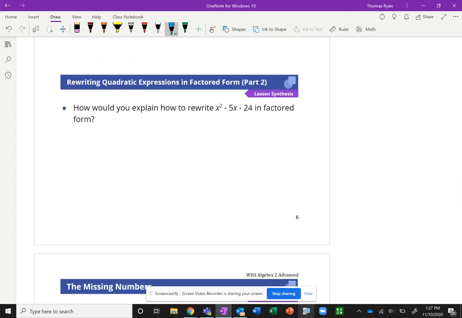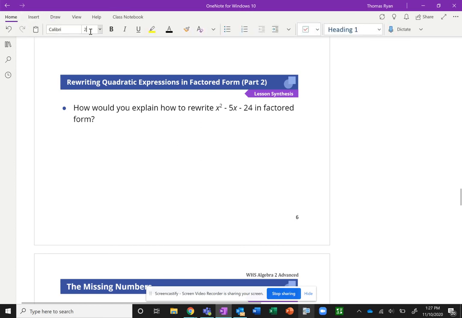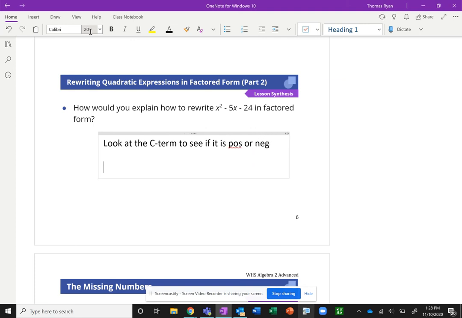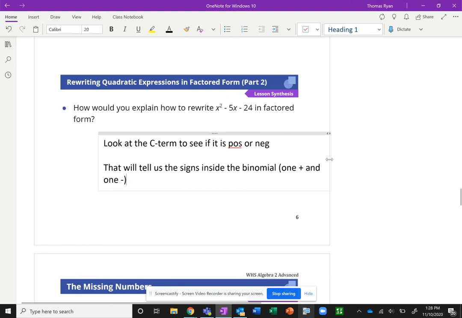How would you explain how to rewrite this in factored form? Of course, you can explain it however you want, but maybe let's make it explicit what we've been saying this whole time. Okay, so we look at the C term to see if it is positive or negative, right? That will tell us the signs inside the binomial, which in this case we have 1 plus and 1 minus because the C term is negative.